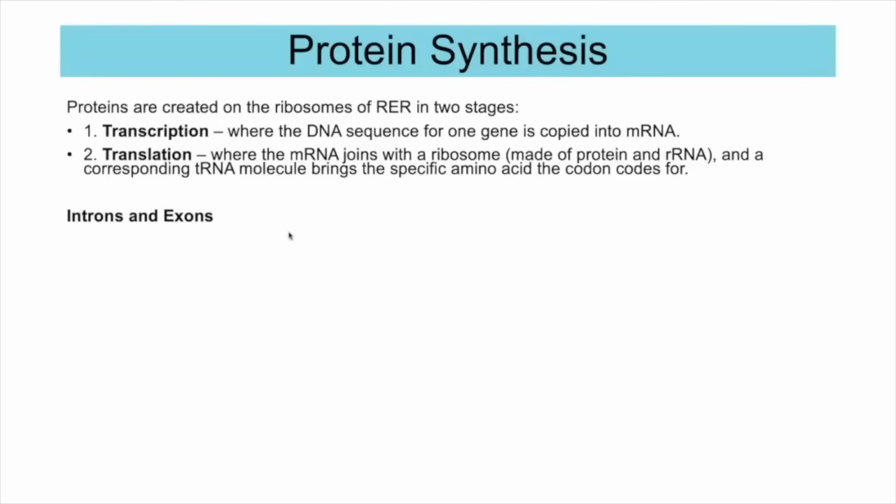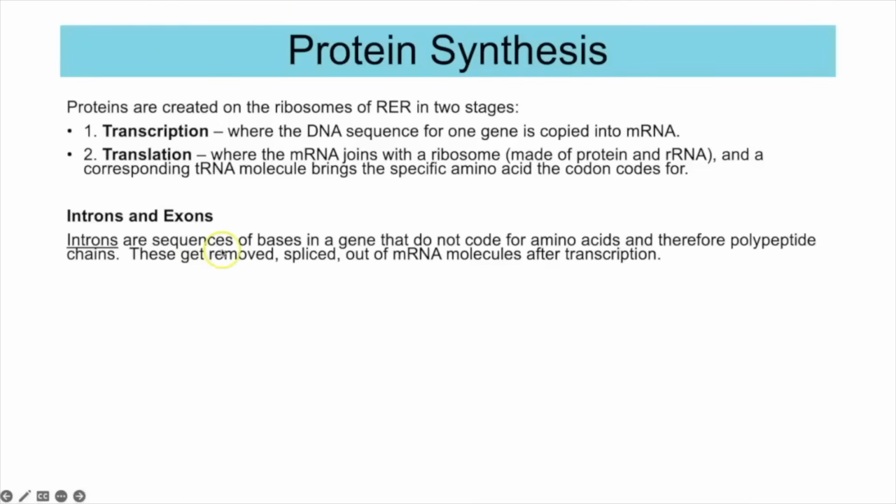And the first is introns and exons. Introns are the sequences of bases in a gene that do not code for amino acids, and therefore they don't get coded for to create anything in the polypeptide chain. And in fact, they get removed out of the mRNA after it's been transcribed. And we call that splicing. The introns get spliced out of the mRNA.